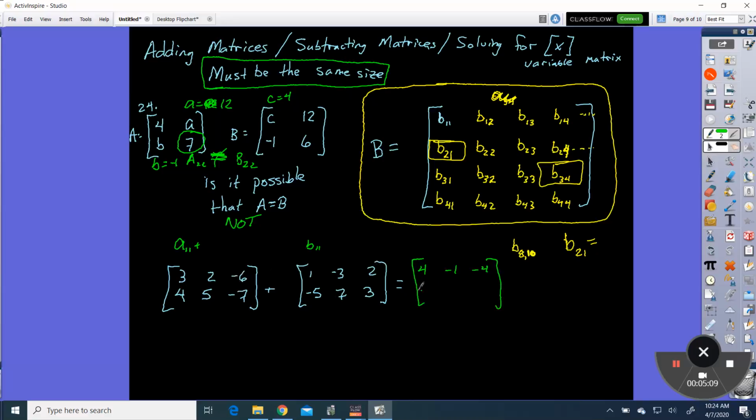4 plus negative 5 is negative 1. 5 plus 7 is 12. Negative 7 plus 3 is negative 4. And that's my answer. Okay, so that's this matrix plus that matrix.